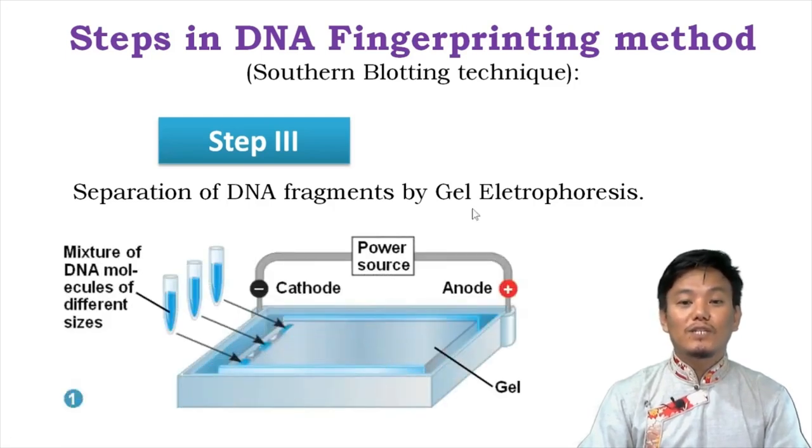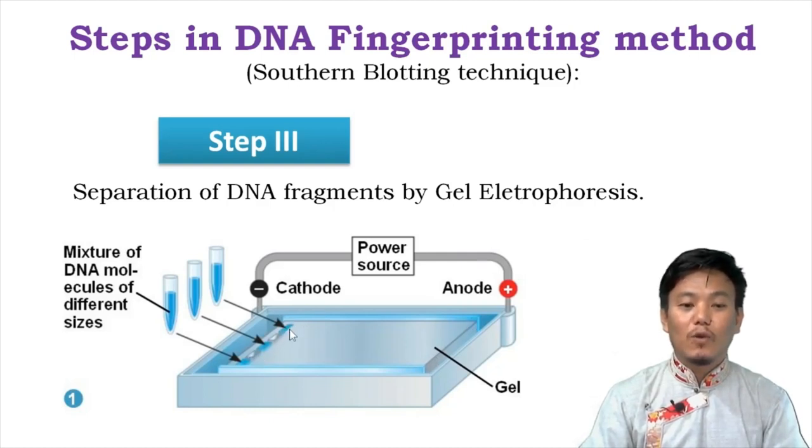So the gel electrophoresis setup looks something like this. We have the gel. It is agarose gel. Agarose is a polysaccharide. You might have studied that in your class 11. On this agarose gel, we have wells or small holes in which we load the DNA fragments. The DNA fragment mixture, we load into the wells.